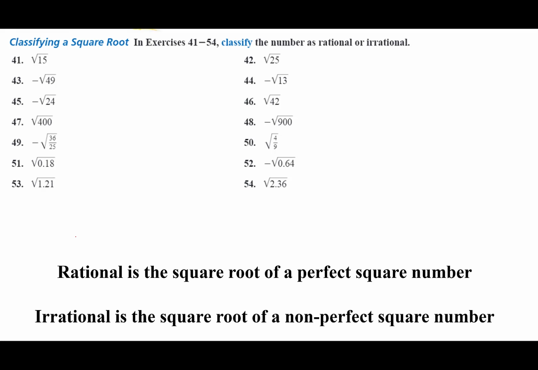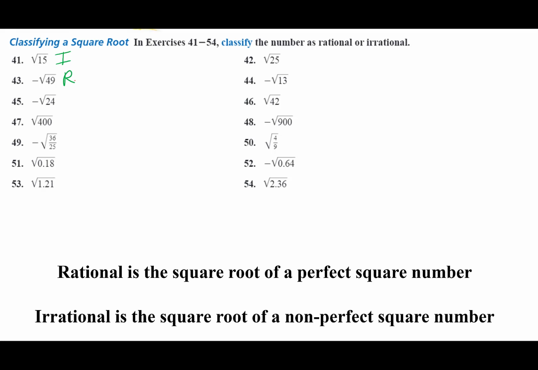And so this is why I really want you to at least have the first 15 memorized, so that you can take a list of numbers like this and quickly go through and determine if the number is rational or irrational. Take a look at 41, the square root of 15. 15 is not a perfect square number, so this is irrational. I'm just going to put an I. Okay, down to 43, the negative square root of 49. 49 is a perfect square number. It's okay that there's a negative on the outside, so this is rational.